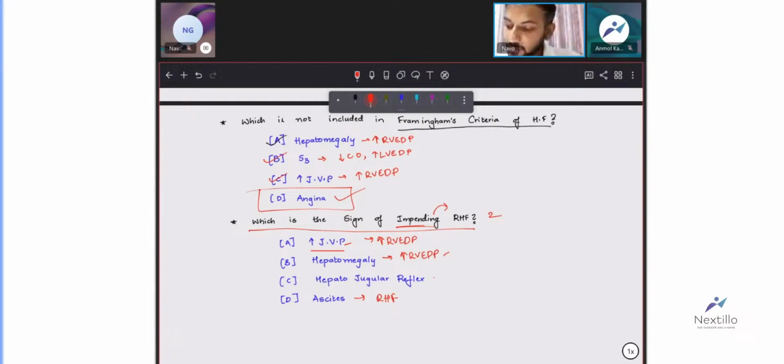You should check for something known as hepatojugular reflex. What is the meaning of this? See, this name is a misnomer. Why?